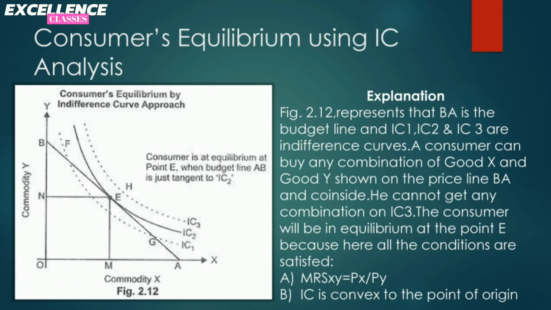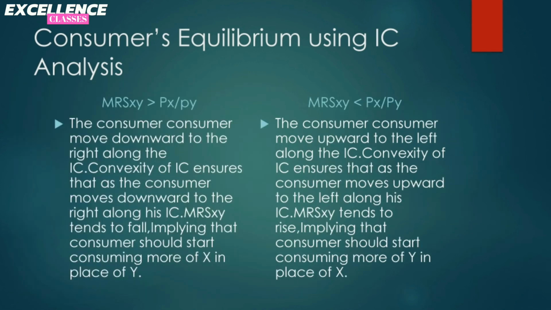He cannot buy any combinations of goods on IC3 because he cannot afford to purchase those combinations due to lack of his or her income. So the consumer will be in equilibrium at point E because here all the conditions of consumer's equilibrium IC analysis are satisfied, which are MRSxy is equal to Px upon Py, which means that the loss of good Y divided by gain of good X is equal to Px divided by Py, and IC is convex to the point of origin. Now what if the MRSxy is not equal to Px upon Py?